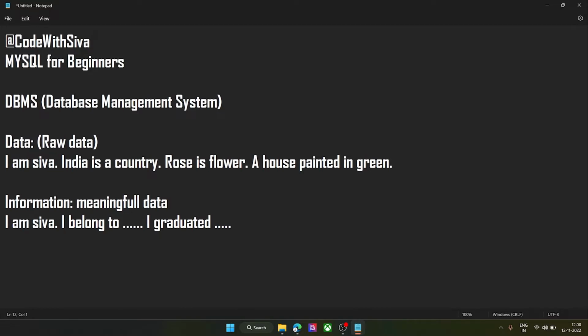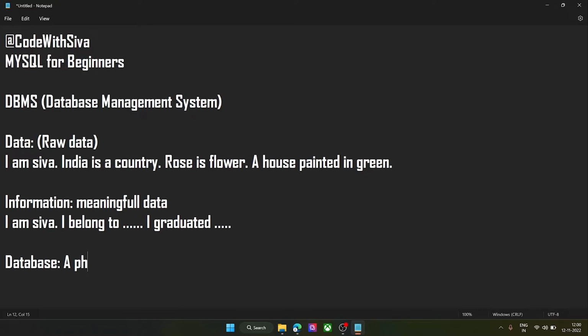Any physical form of storage can even be virtual like the cloud, but there will be a server behind it. Any physical form of storage is nothing but a database. So what do we have in that physical form of storage? We have an organized collection of information.